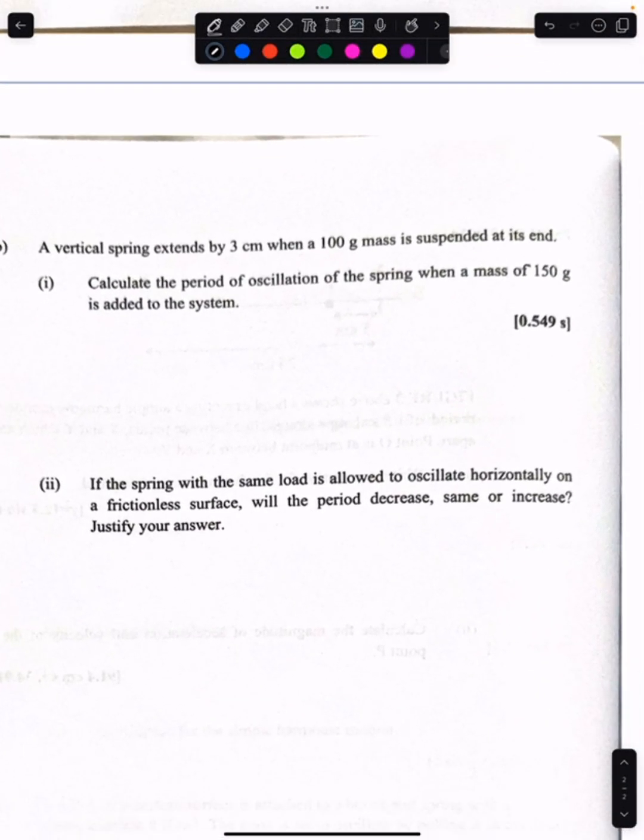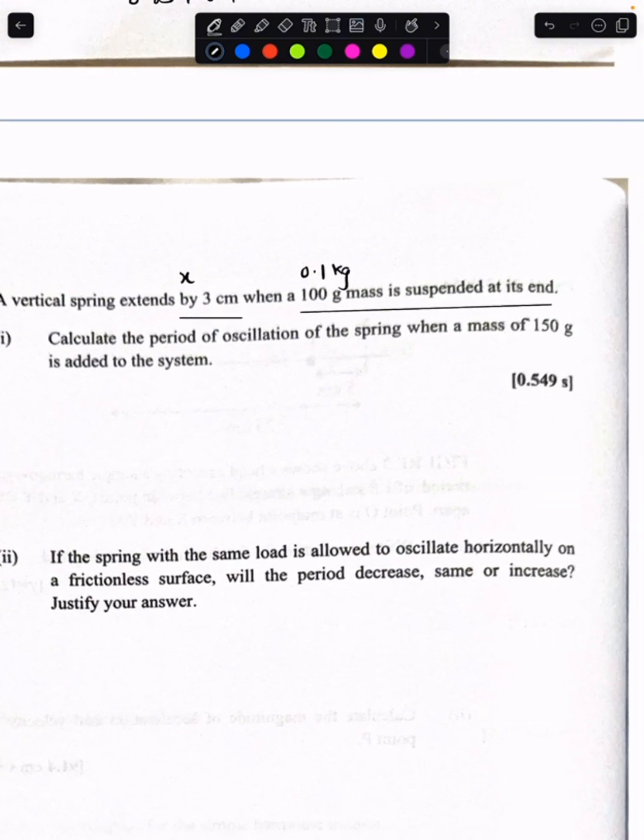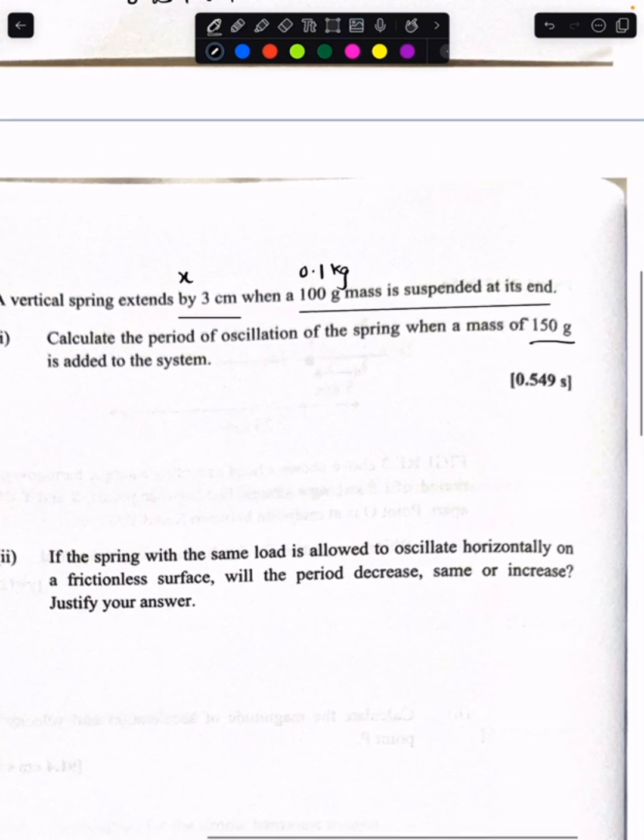A vertical spring extends by 3 cm when a 100 gram mass is suspended at its end. There are two pieces of information: this one is the extension x and this one is the mass in grams, so we change it to kg first, the SI unit, which is 0.1 kg. The question is: calculate the period of oscillation of the spring when a mass of 150 gram is added to the system.